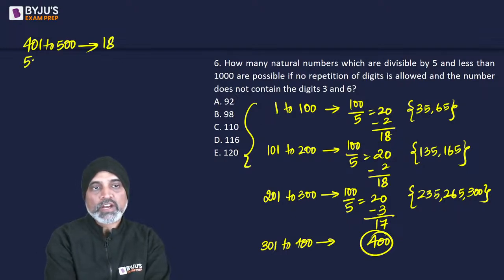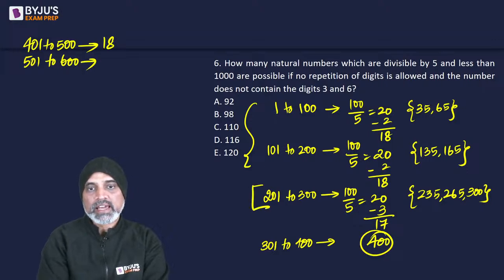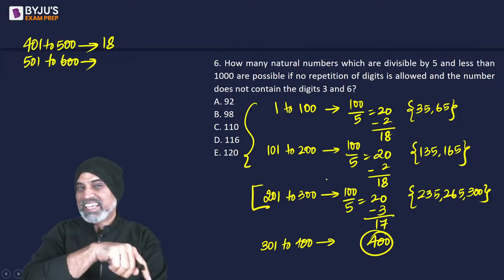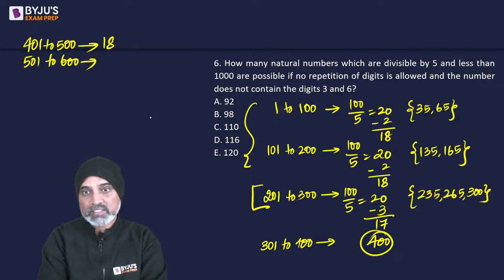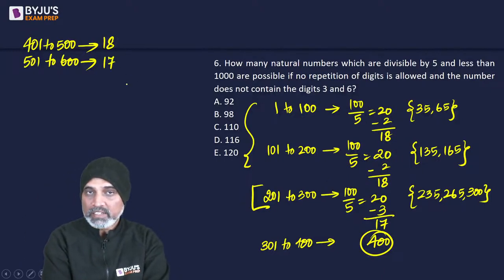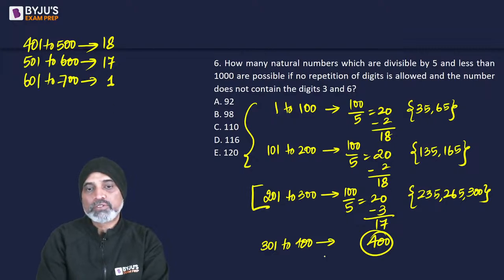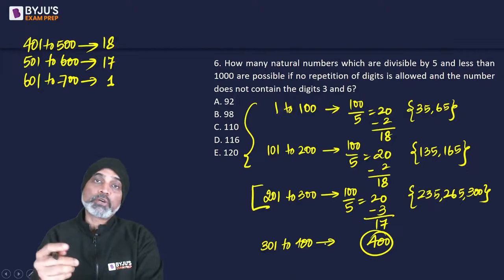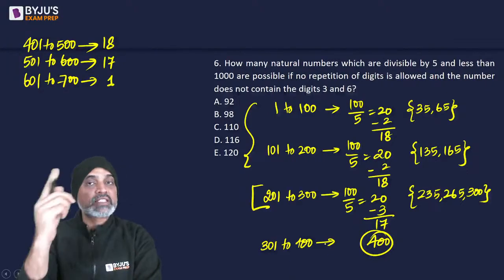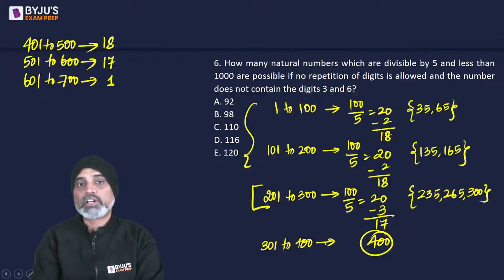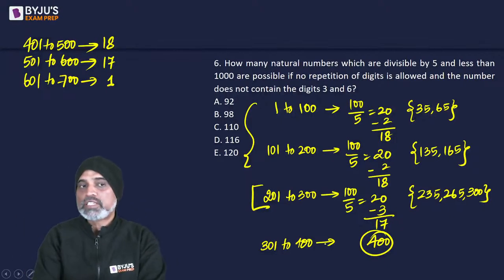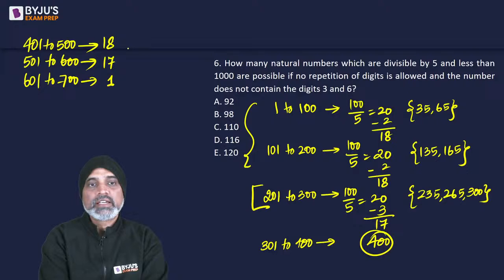If we talk about 501 to 600, this will be the same pattern as 201 to 300, because 600 is a number that contains 6. So you will get only 17. If you talk about 601 to 700, you will realize that there will be again only one value, just like 301 to 400, because every number from 601 to 699 contains a 6. You're not allowed to take that. So we can take only 700, right?